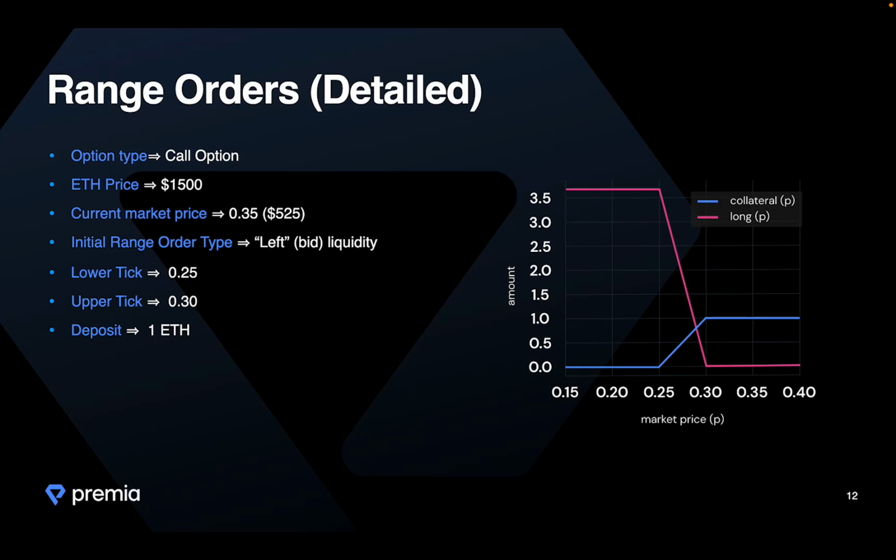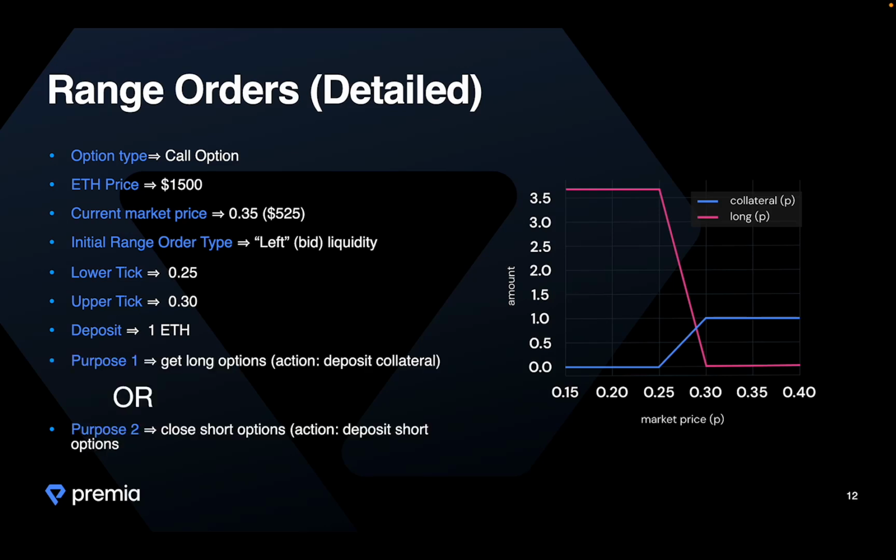In this particular example, we're going to deposit 1 ETH, so we are just depositing collateral. If you remember from the previous slide, that means we're looking to get long contracts. If the price traverses back the other way, we're looking to sell those long contracts, but we will never get short. So we're using purpose 1 for this example, right? Our action is to deposit collateral. As I mentioned, we're going to get long options.